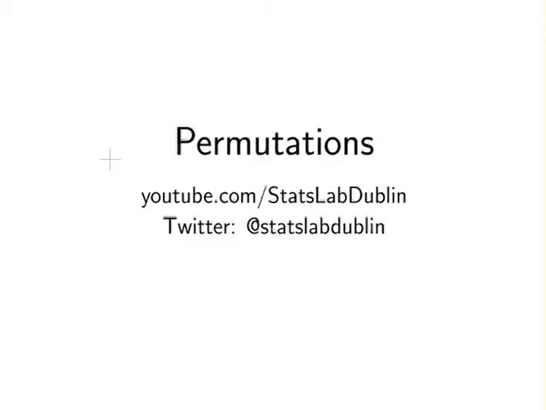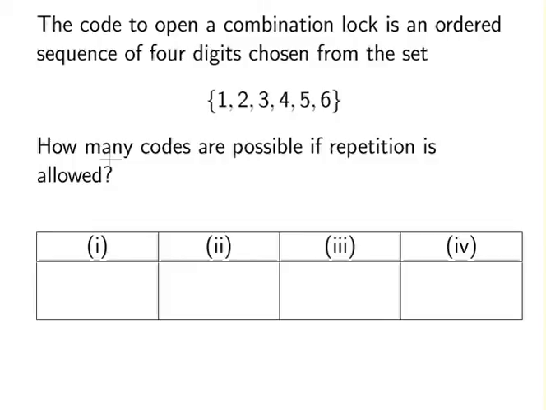In this presentation, we're going to look at permutations. And here's the question we're going to look at. The code to open a combination lock is an ordered sequence of four digits chosen from the set 1, 2, 3, 4, 5, 6. How many codes are possible if repetition is allowed?